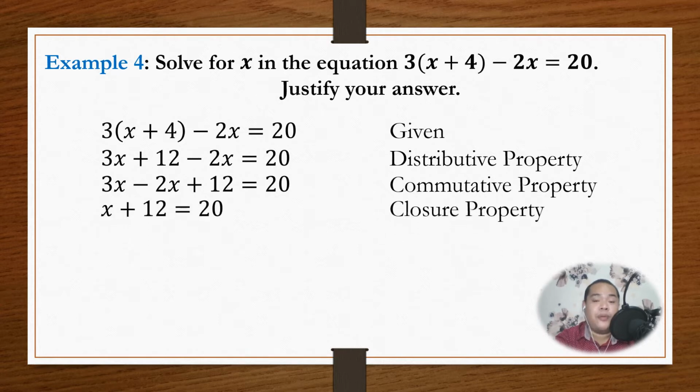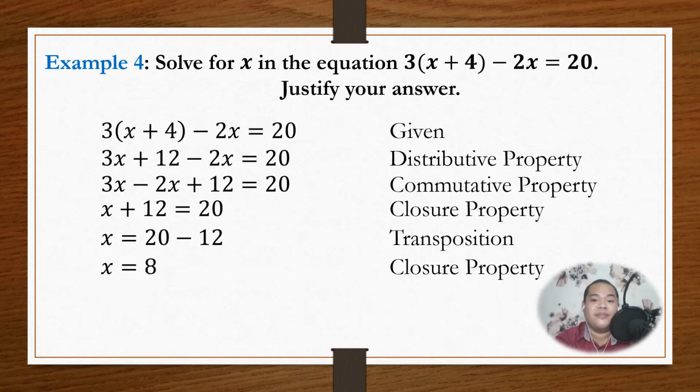Then by the closure property, we combine the like terms. By transposition, we transfer positive 12, which will become negative 12 on the other side. And by the closure property, we combine 20 and negative 12. The result is x equals 8.